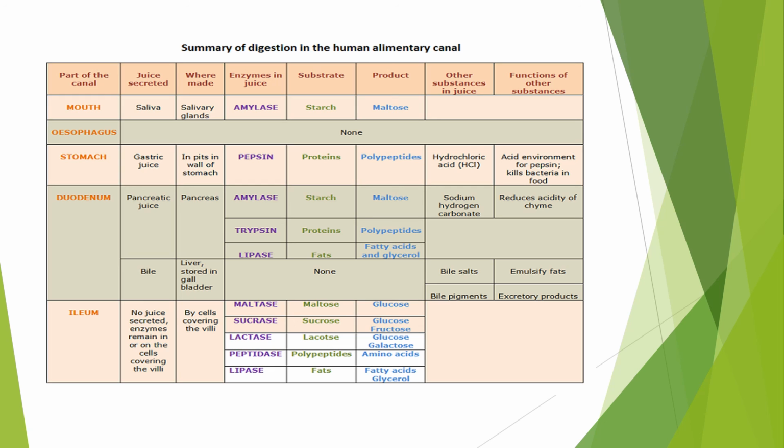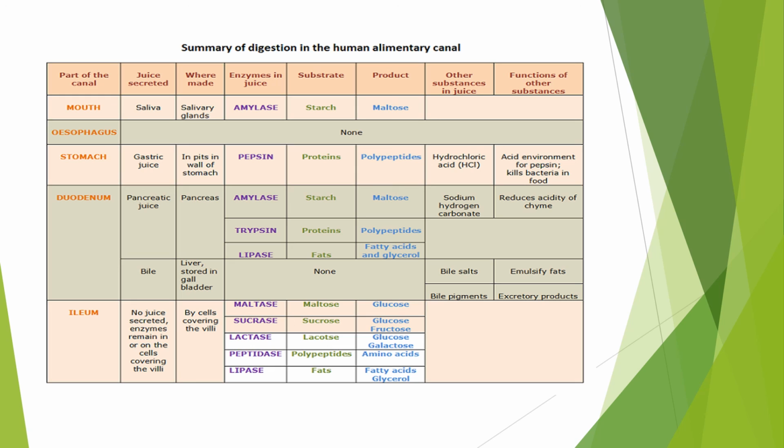In the case of bile, there is no enzyme secretion. It consists of only bile salts and bile pigments. Bile salts help in emulsification of fats, that is breaking fats into monoglycerides and diglycerides. Apart from that, it also consists of bile pigments whose function is to remove excretory products. The ileum contains no juice. Enzymes remain in or on the cells covering the villi, and ileum secretions are made in the cells covering the villi.